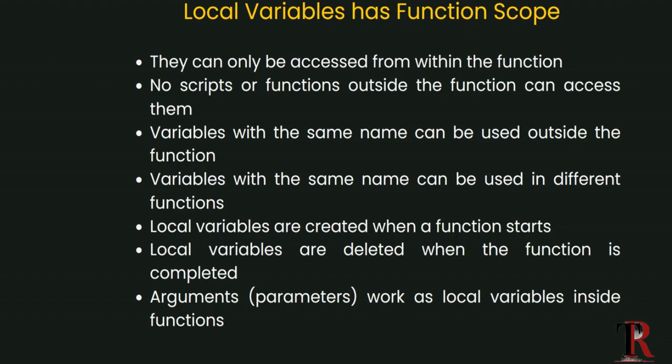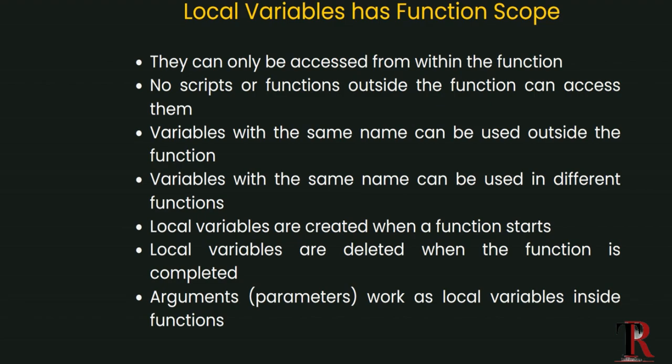Local variables are created when a function starts, like I said. So when you try to declare a variable inside a function, that is when the variable becomes local to that function. Local variables are deleted when a function is completed. So after a function has completed, whether in full or completed in any other way, that local variable becomes deleted from the function. Arguments and parameters work as local variables inside a function. So if you have parameters inside your functions, they work as local variables, available to the function where they are being used.